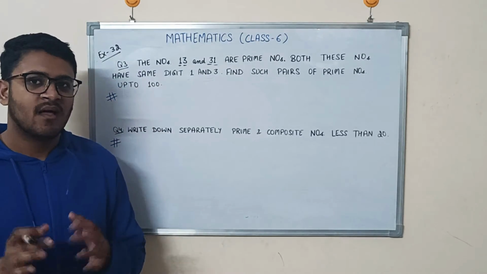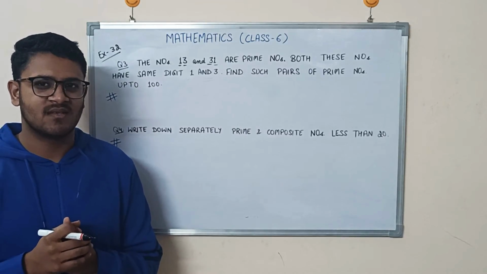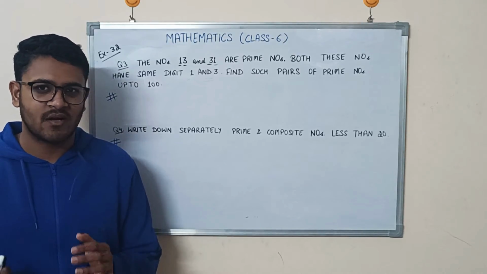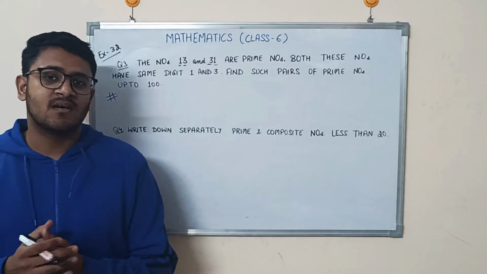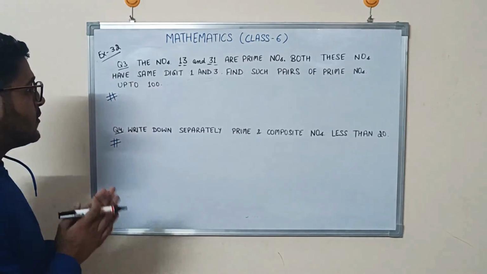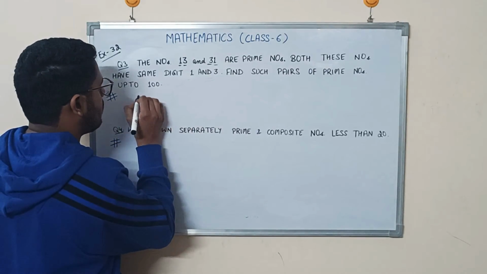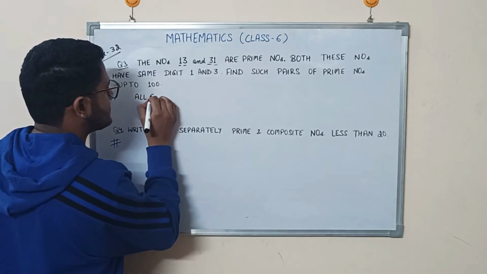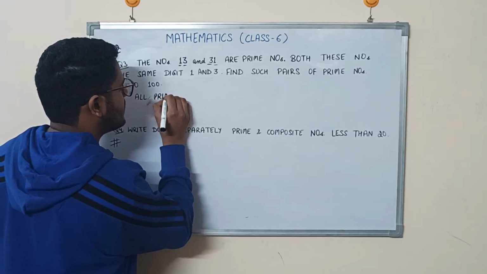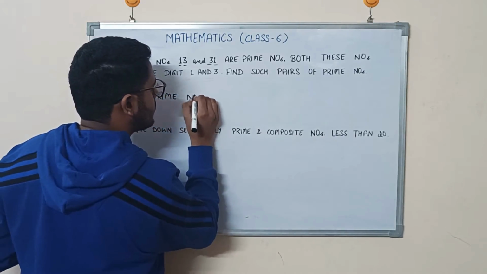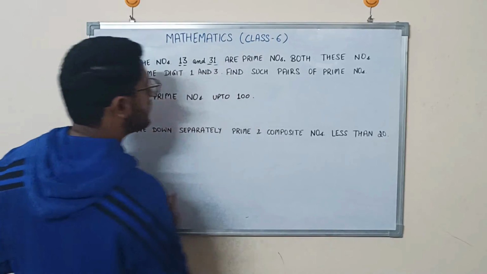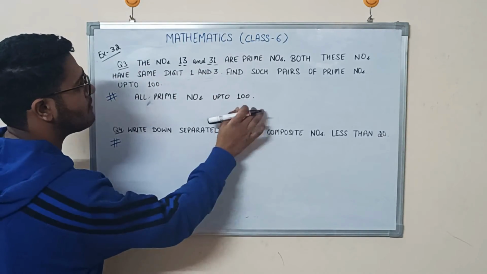So the first task is, as we have already discussed the sieve of Eratosthenes, right? If you haven't watched that video till now, the video number is 8.3.6. You can go and check out that video. There, using the sieve of Eratosthenes, we have found out all the prime numbers up to 100. So from that, your first step is to write down all the prime numbers up to 100, right?